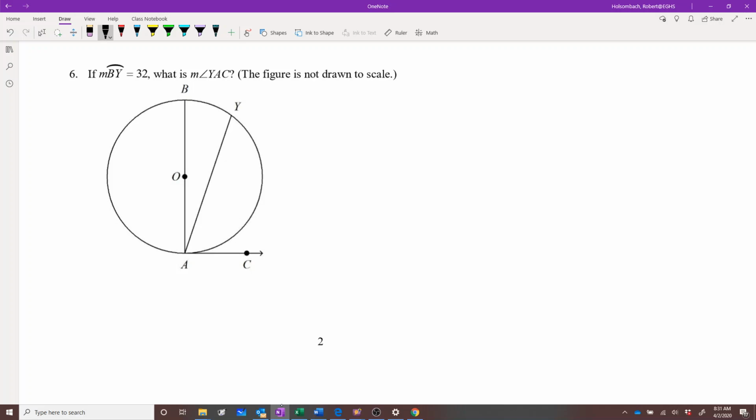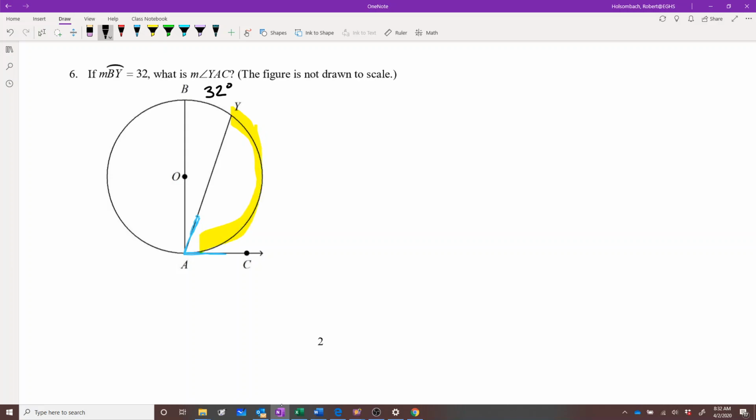Number 6, if the measure of arc BY is 32, what is the measure of angle YAC? So here is YAC down here. Well, we said earlier that the measure of this angle is half of its intercepted arc, and this is its intercepted arc.